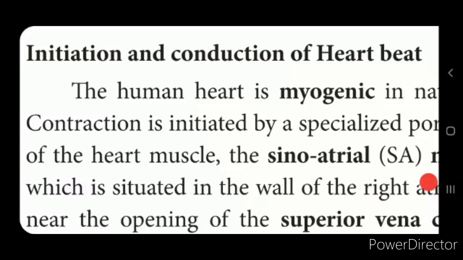And we know that the heartbeat for a normal person is 72 to 75 times per minute. Now the heartbeat is of two types. The first one is neurogenic and the other is myogenic. Now here the human heart is myogenic in nature.